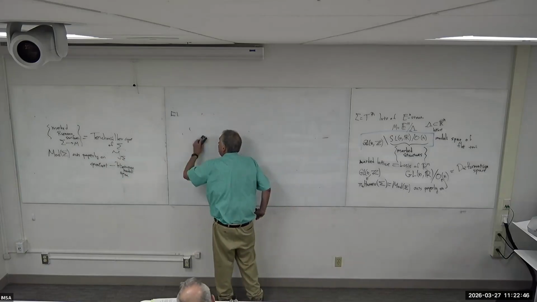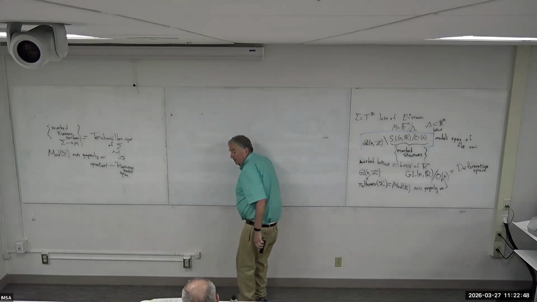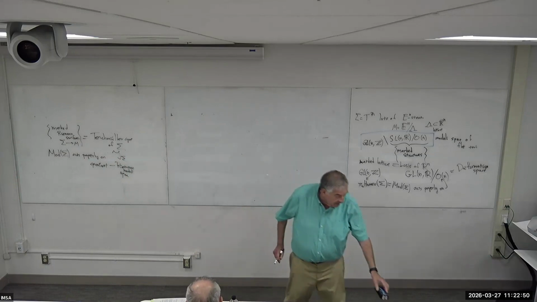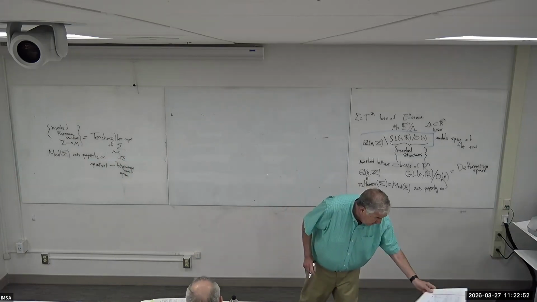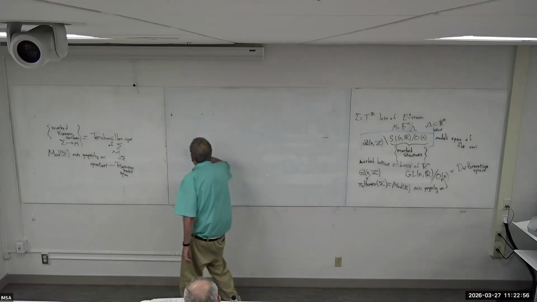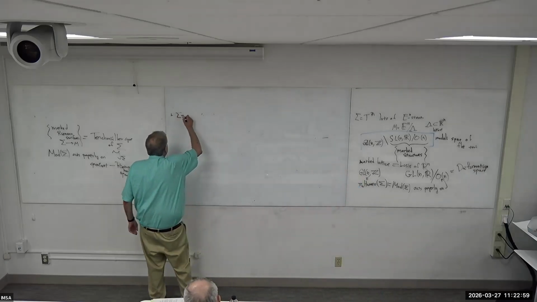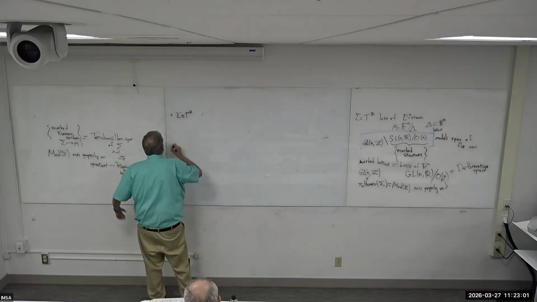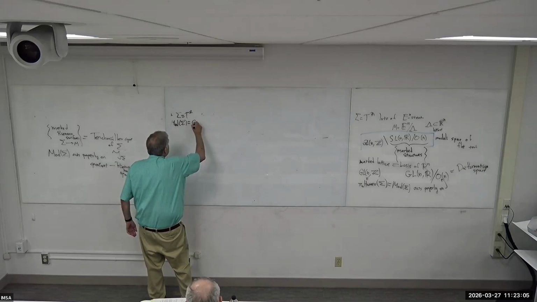Now to get something more interesting, we'll look at complete affine structures. So here sigma is the two-torus again. The mapping class group is GL_2(Z). And I'm going to look at complete affine structures.